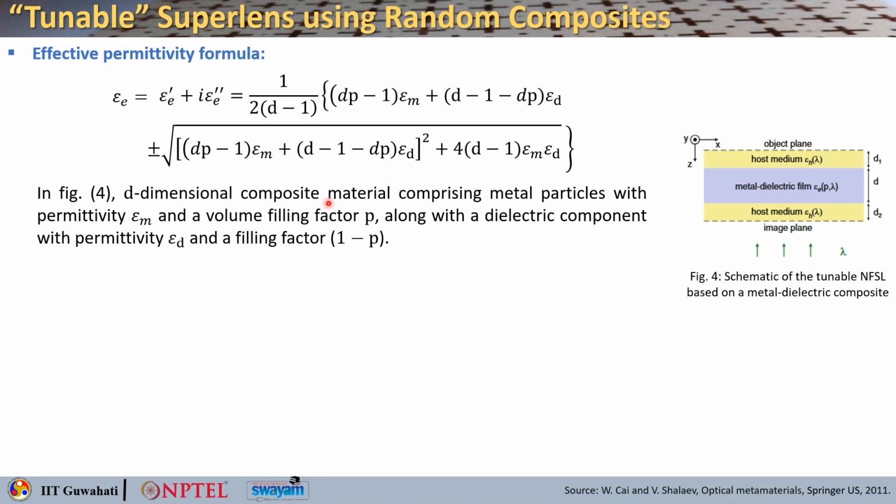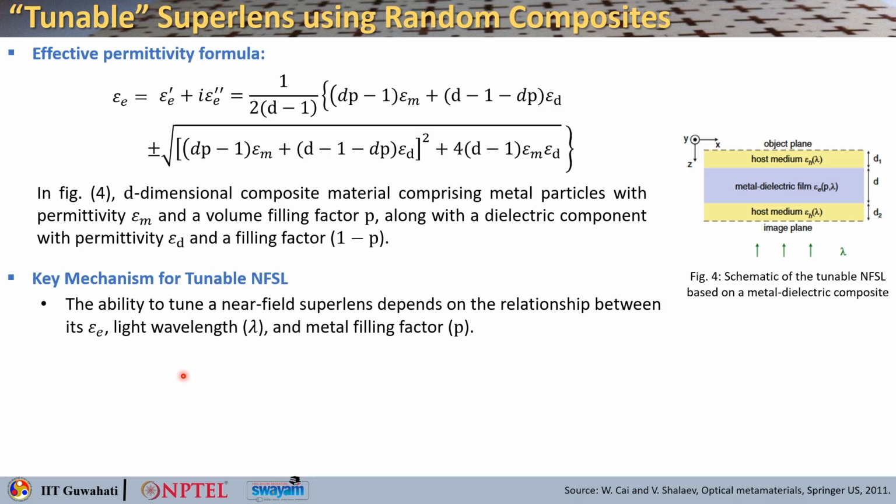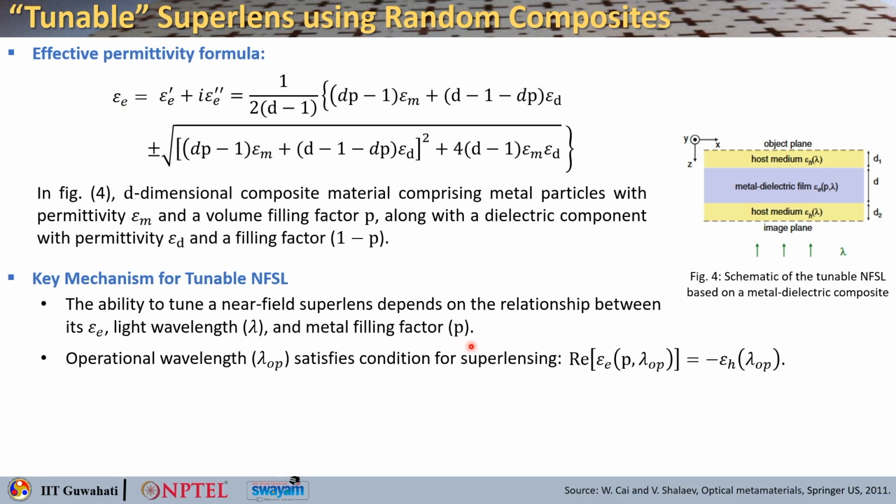Consider a d-dimensional composite material comprising metallic particles with permittivity epsilon m and volume fraction p. The dielectric component will then have permittivity epsilon d and volume fraction 1 minus p. This formula gives you an estimate of the effective permittivity, and that can replace the solid metallic slab. The ability to tune a near field imaging super lens depends on the relationship between epsilon E, the light wavelength lambda, and the metal filling fraction.